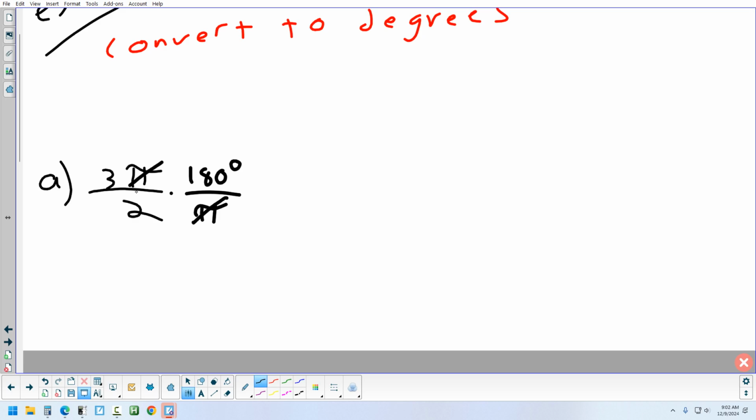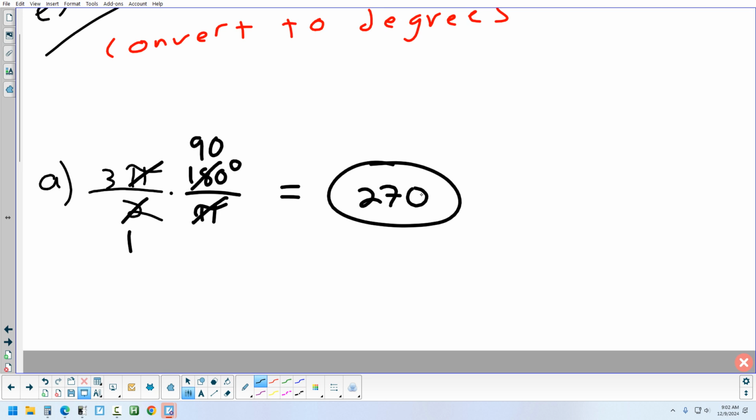How many times does 2 go into 180? 90. So 2 goes into itself once. 2 goes into 180 90 times. And what am I left with when I convert that to degrees? Yep, 270 degrees. Yep, 3 times 90 degrees.